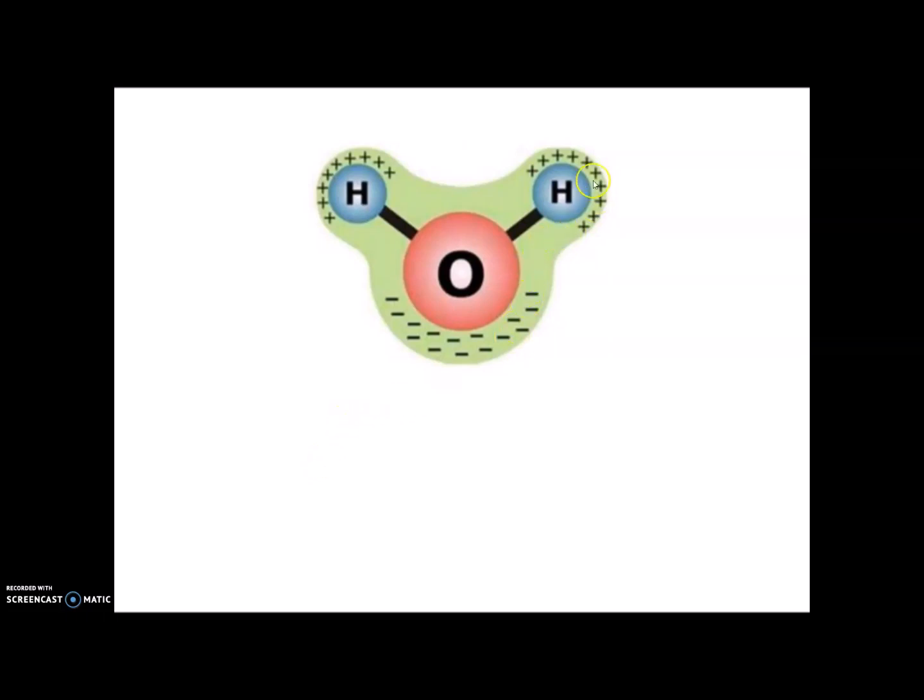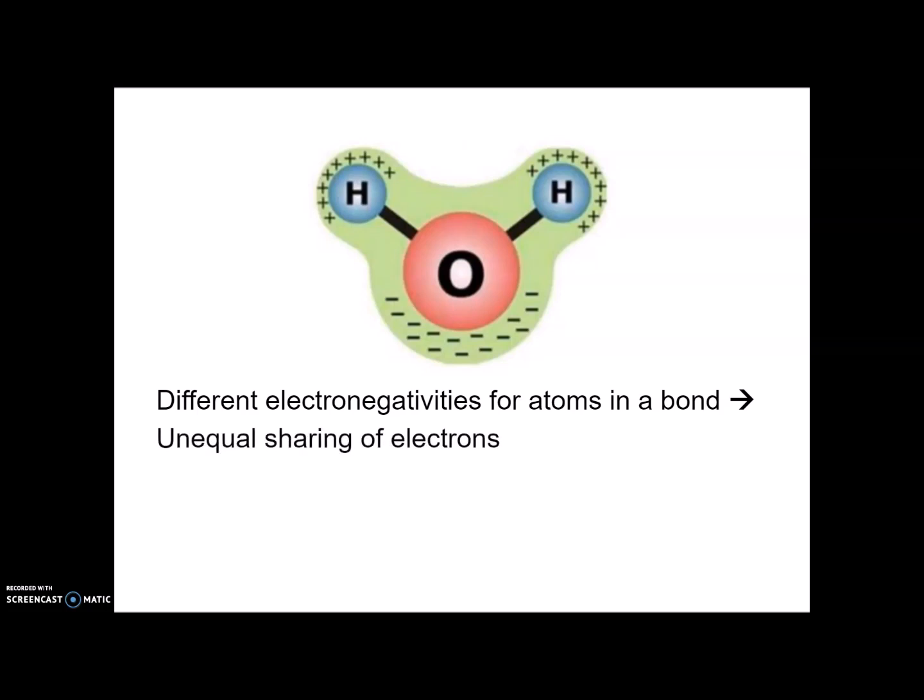So if you look at this sketch of the water molecule, it's showing positive charge around the hydrogen and negative charge around the oxygen, because the electrons within this covalent bond are drawn more strongly, and are found therefore more often around the oxygen side of the molecule than around the hydrogen side. And that has a lot of profound implications for a collection of water molecules. If there are different electronegativity values for atoms in a bond, then there's going to be an unequal sharing of the electrons.